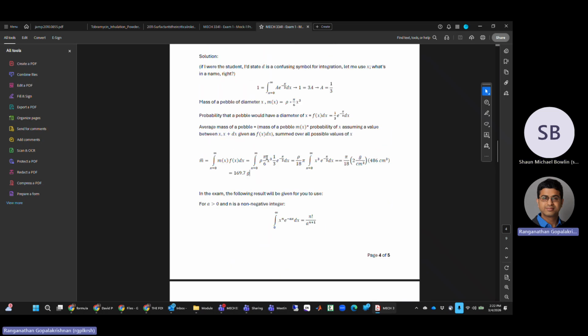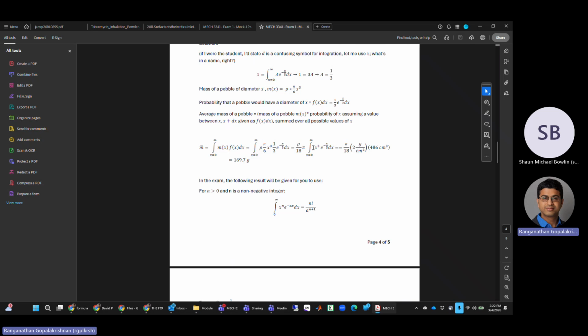For the integral, yeah. So you understood the part where the mass of a pebble depends on its diameter, and the probability that a pebble would have a diameter x is always f of x dx. In this case, f of x is a different function. It's not your Gaussian distribution. Then you compute the average mass, which is the mass of an individual pebble multiplied by the probability of x. Then you get this integral. If you get up to here, in theory, you have solved the problem, or at least set up the problem. And then it's the mechanics of computing the integral.